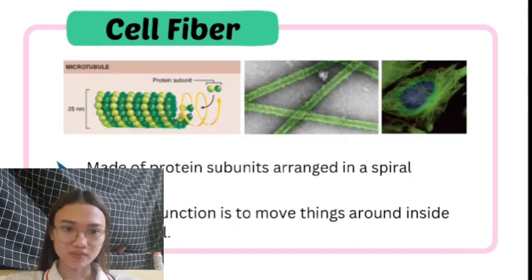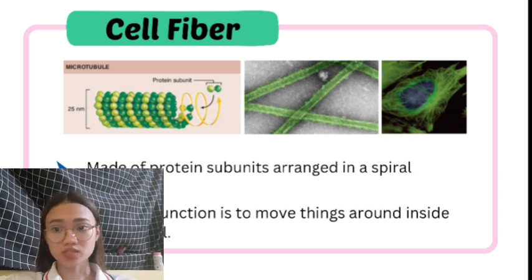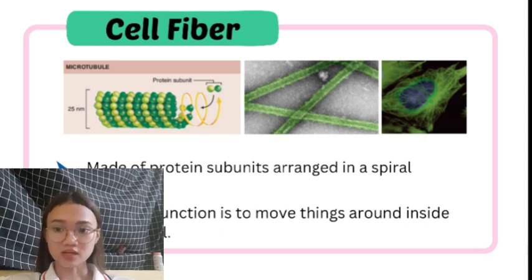Next is the microtubules, made of protein subunits arranged in a spiral fashion. So, ito naman yung microtubules. Their function is to move things around inside the cell. So, ang microtubules ay mga makakapal and hollow tubes na gawa sa mga protein subunits na nakaayos sa naka-spiral fashion. So, tinatawag siyang enzymes ng cell dahil sila ang responsible sa paggalaw ng mga organelles, vesicles, at pati na rin sa paggalaw ng chromosomes sa tuwing naghahati yung cell.